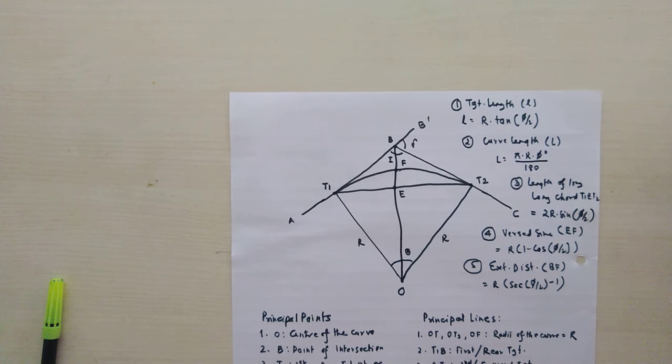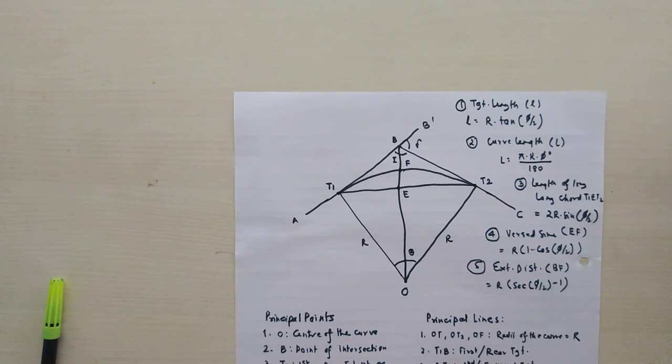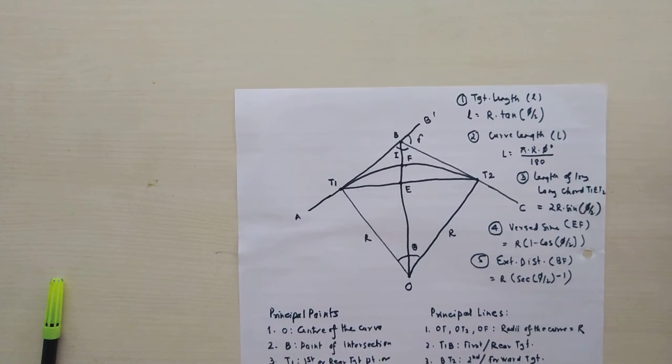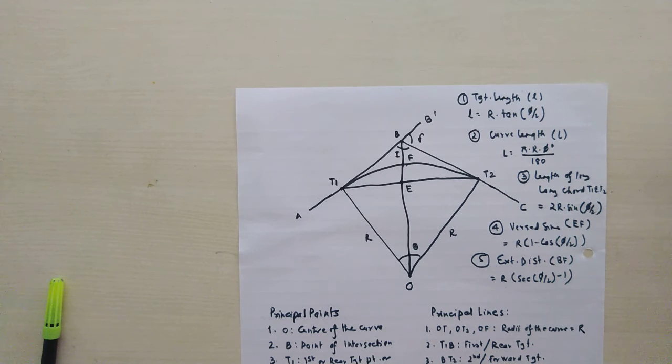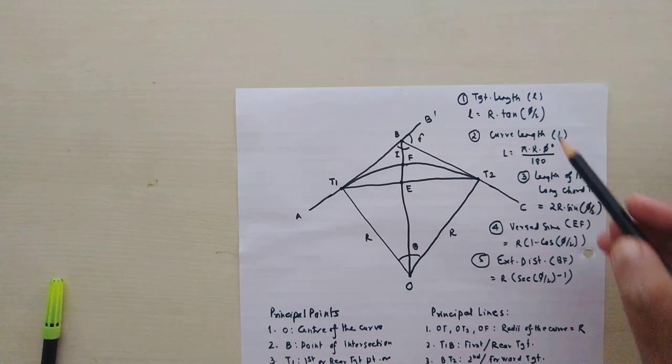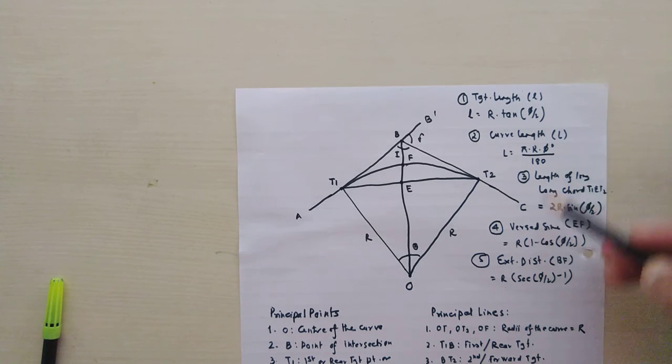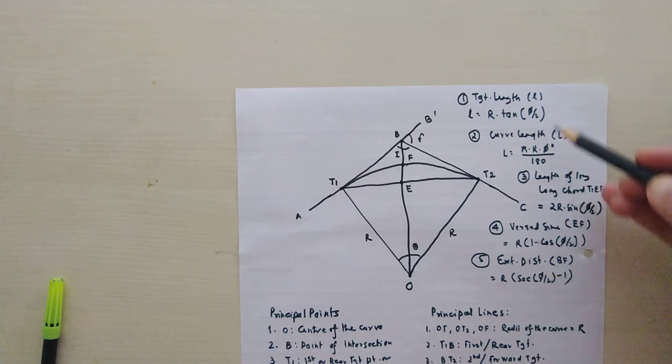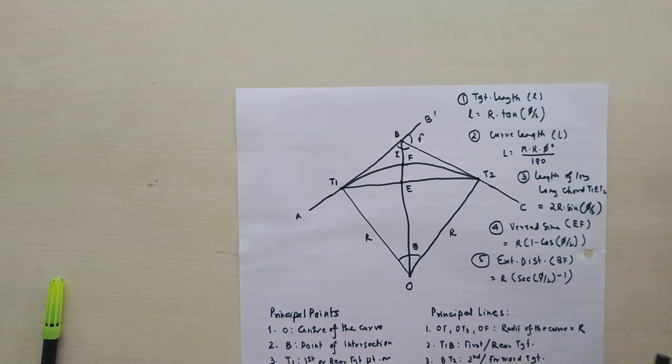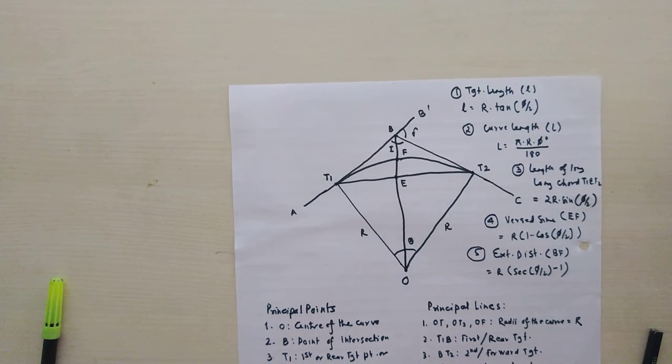So this is what I had to discuss in today's lecture. We have discussed principal points, principal angles, and principal lines in respect of a simple circular curve. And then we have enlisted the elements of the circular curve, and we have written the formulas to work out the elements of this circular curve.